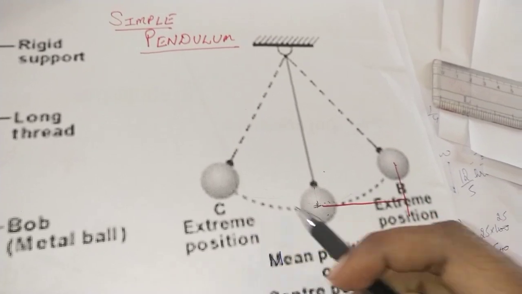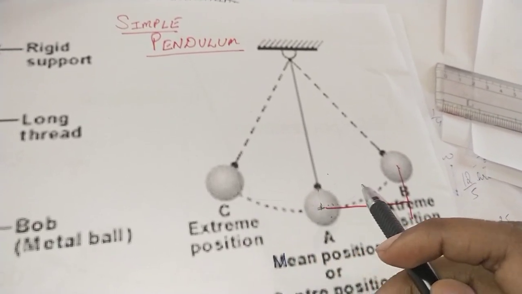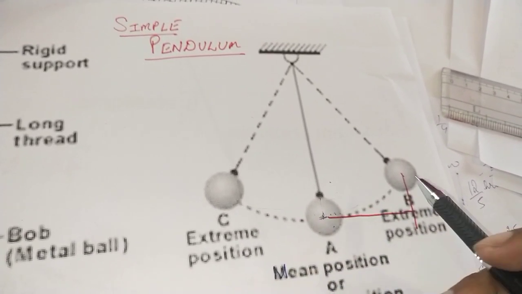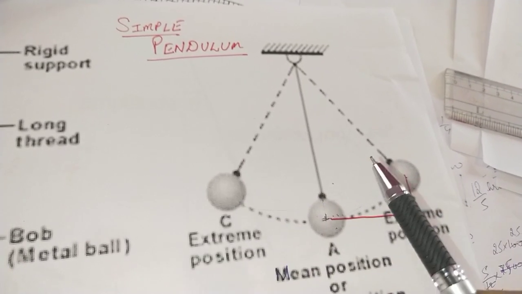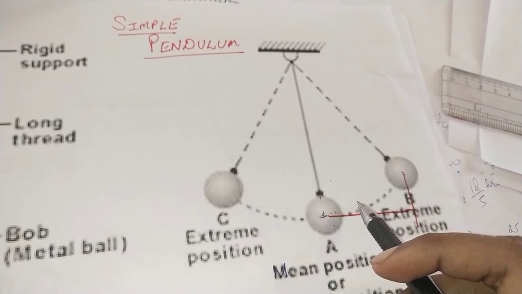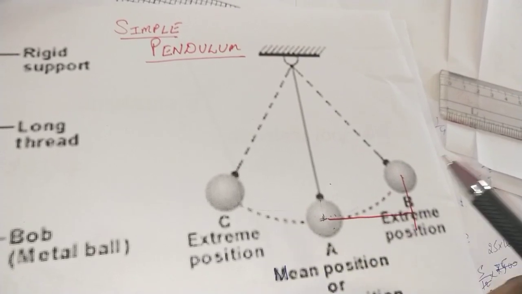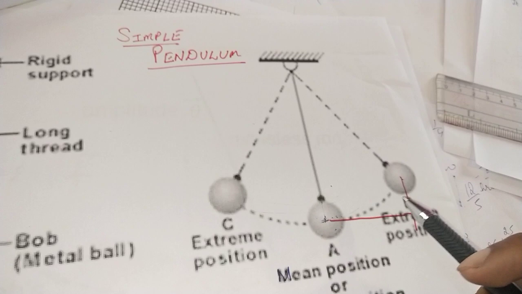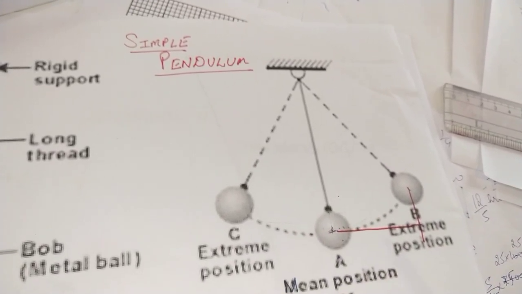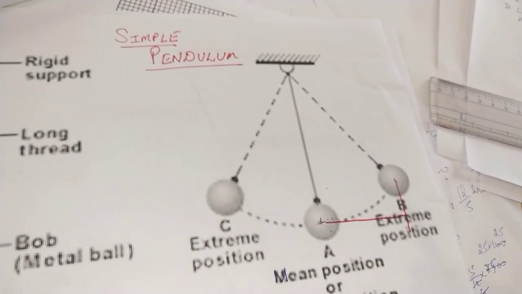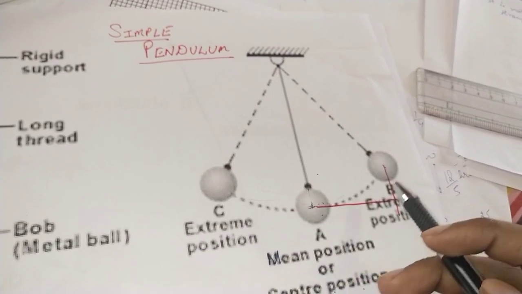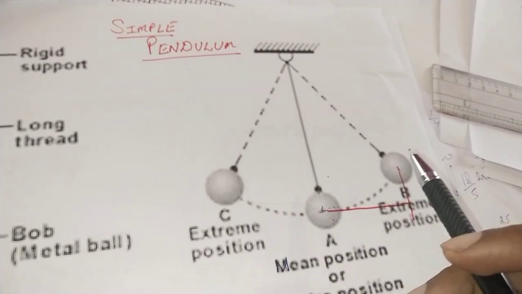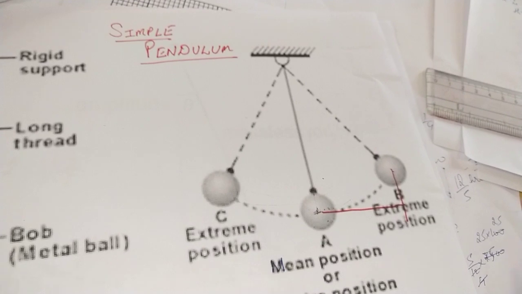Frequency: how many oscillations are happening? In 2 seconds, 3 seconds, 5 seconds? No, in 1 second. That will be the frequency of oscillation. That is why we use a stopwatch to collect that, which we are going to relate later on to the time period. For one oscillation, how much time was taken, that will be the time period. In that case, we'll be using a stopwatch.